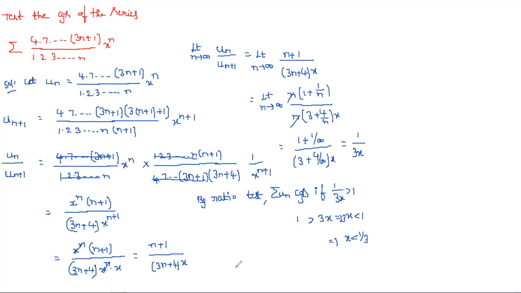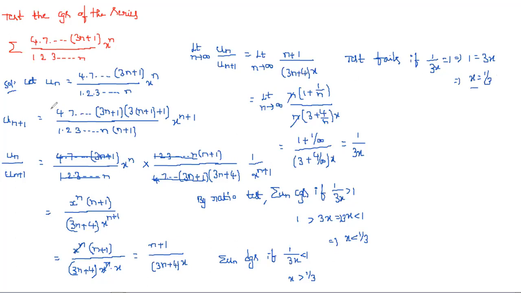Next, summation un diverges, or simply you can write diverges, if 1 by 3x is less than 1. So that is nothing but simply we'll get x greater than 1 by 3. So the test fails if 1 by 3x is equal to 1. So that is nothing but, by cross multiplying, 1 is equal to 3x, so x is equal to 1 by 3. In this case the test fails.